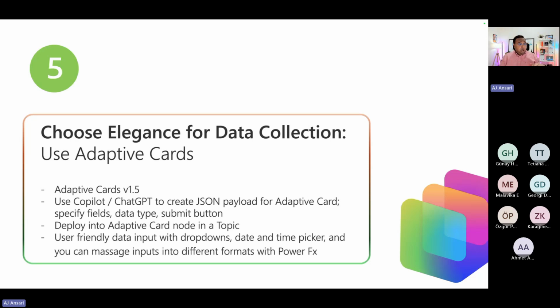Now, you do have to know some JSON to be able to write this, but if you don't, just go to Copilot or ChatGPT or Gemini and describe it. Tell it that you're creating an adaptive card v1.5. That is a version supported by Copilot Studio.